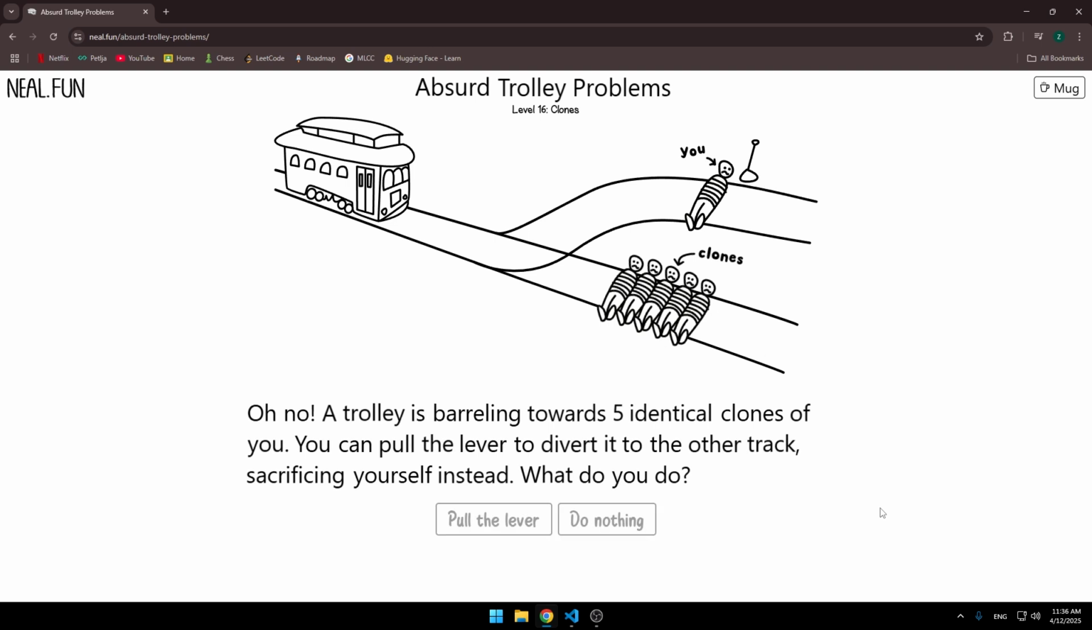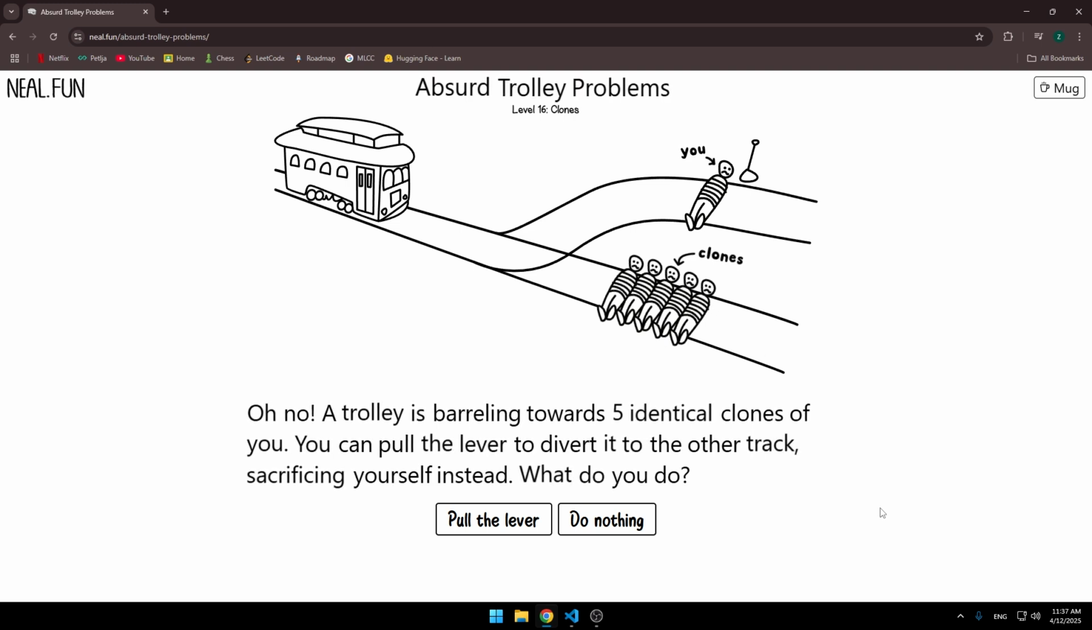Clones. Okay, a trolley is barreling towards 5 identical clones of you. You can pull the lever to divert it to the other track, sacrificing yourself instead. What do you do? Pull the lever. It's a selfish choice, but minimizing harm, sacrificing one me over five, is logically the least destructive outcome. It's brutal, but pragmatism demands it.